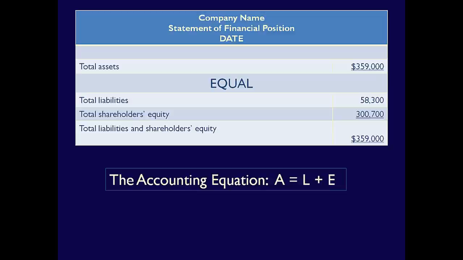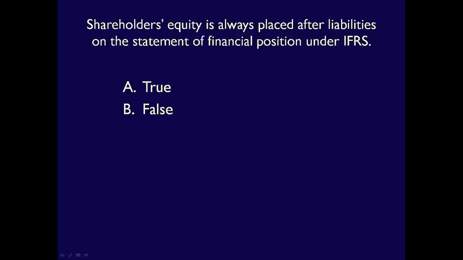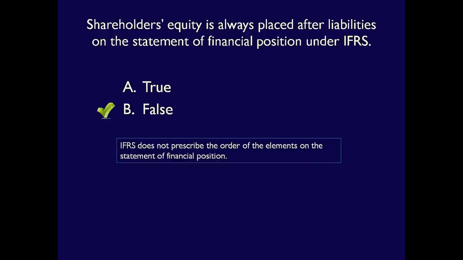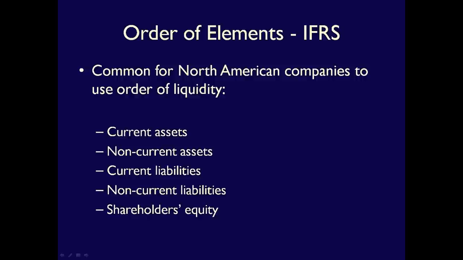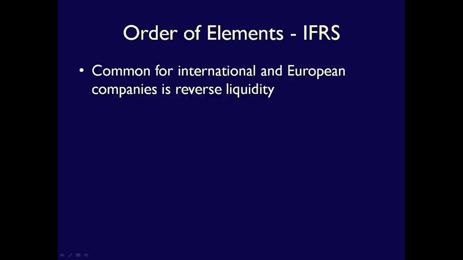Let's check your understanding. Shareholders' equity is always placed after liabilities on the statement of financial position under IFRS. You likely said true, but the correct answer is actually false. IFRS allows choice with regards to the order of the categories on the statement of financial position. It's common in North America to use order of liquidity, which is what I've used in the statements I demonstrated. More common for international and European corporations is reverse liquidity order.